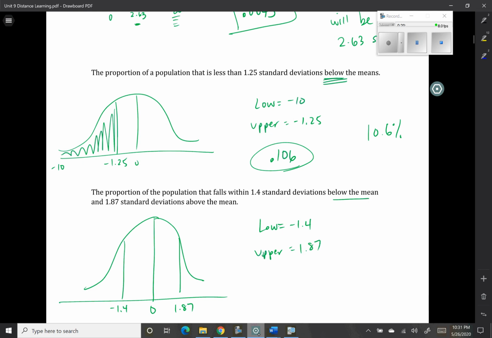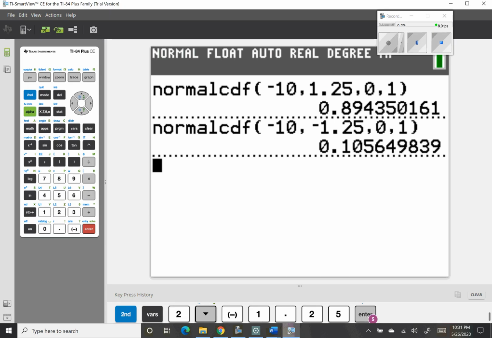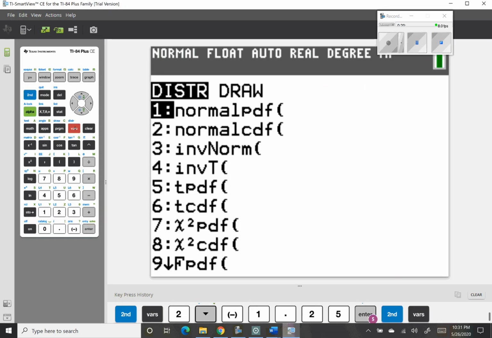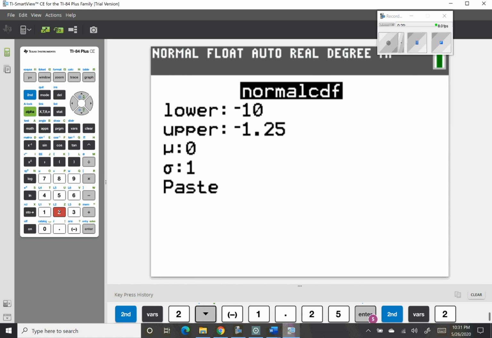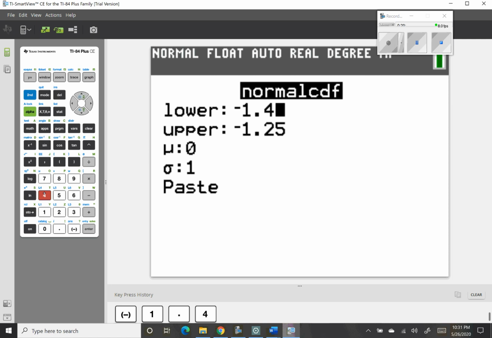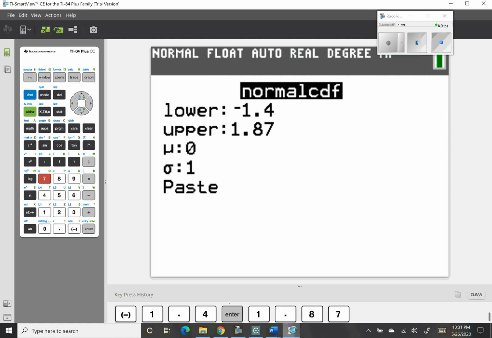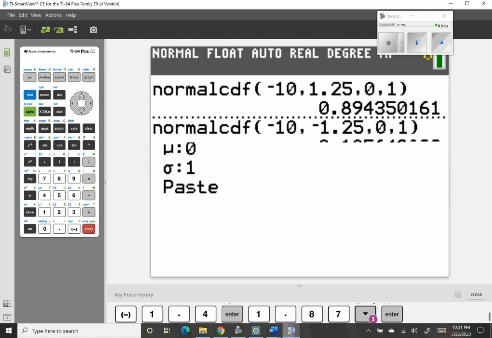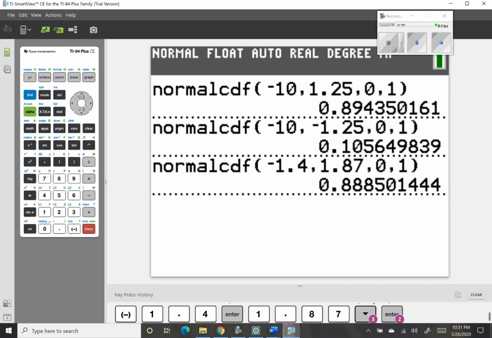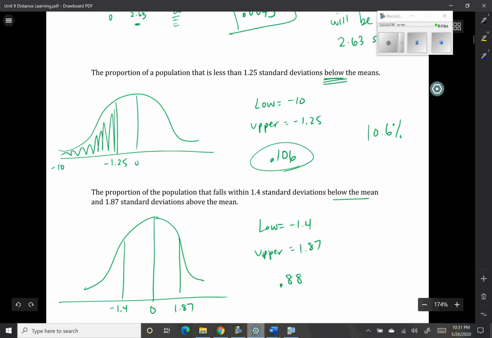So if we go ahead and type those into our calculator, we'll go normal CDF again. Those numbers are negative 1.4, negative 1.4, and positive 1.87. Check that. We're good. Go down and paste it. Hit enter again, and we have a big proportion of our data. So if we look at this, we have 0.889. So we're talking about this portion of our data.